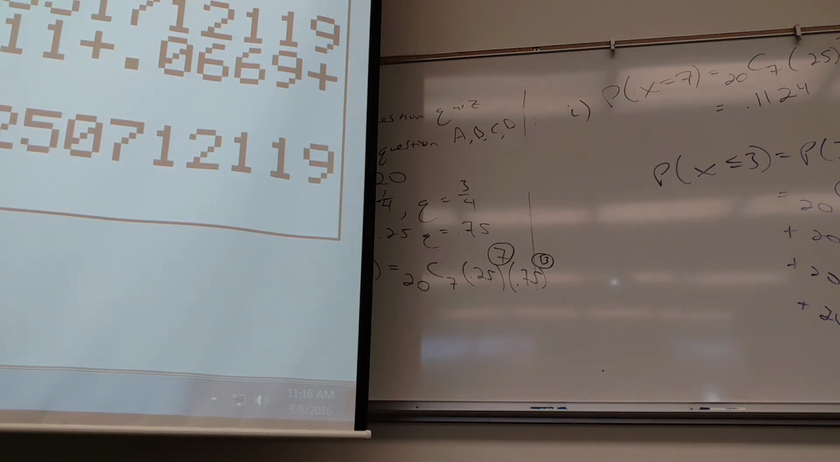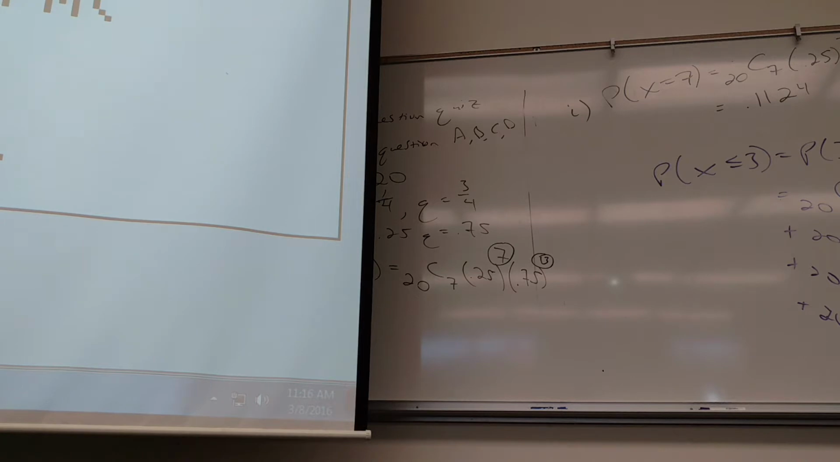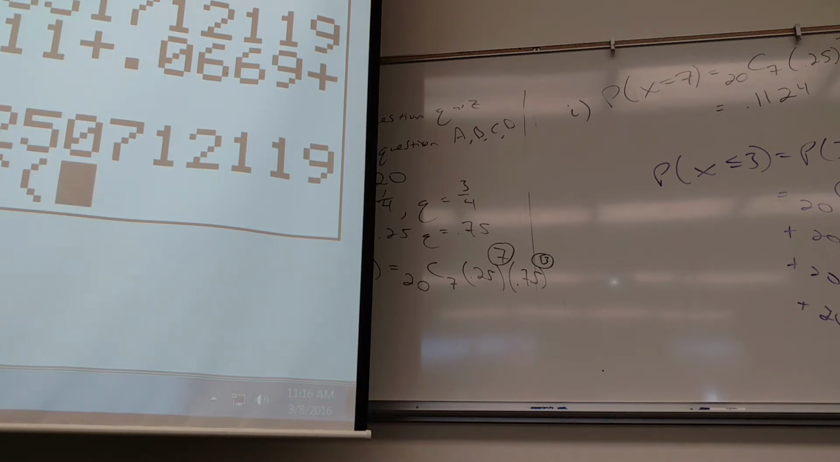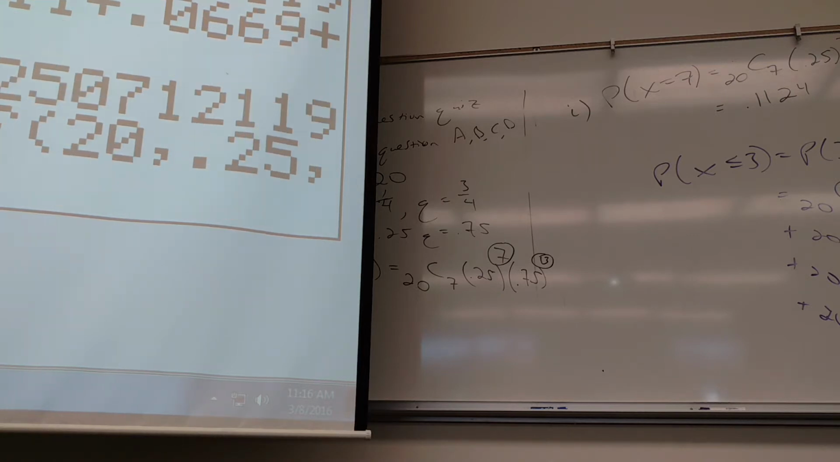I'll let you guys catch up a little bit. So I go back into distributions. Distribution. Binomial CDF now. So I still have 20 total questions. I still have a 25% chance of getting it right. And now when I put a 3 in, it's not going to be equals 3, it's going to be less than or equal to 3. That's what binomial CDF means: from 0 up to the number you put in.